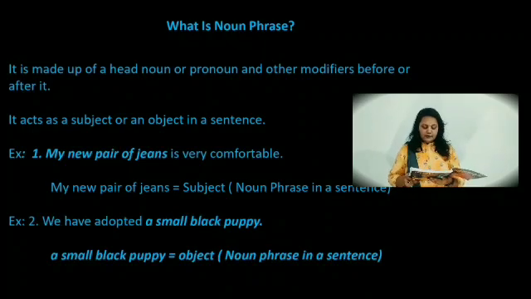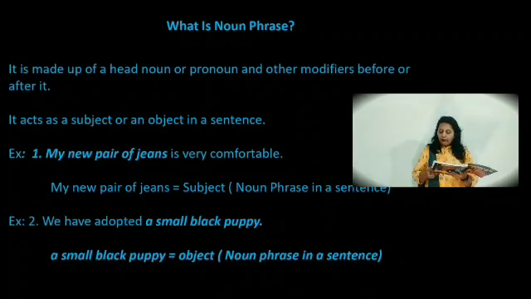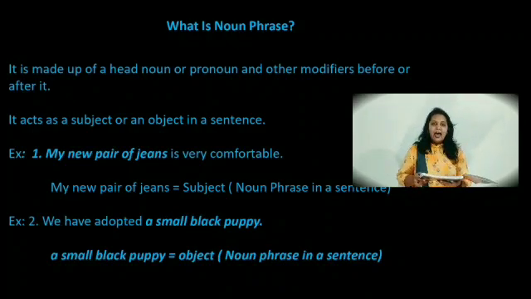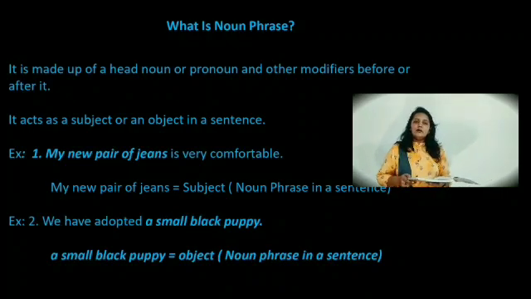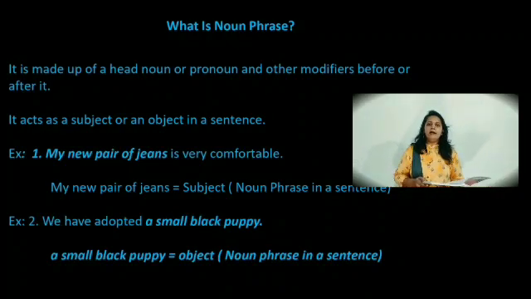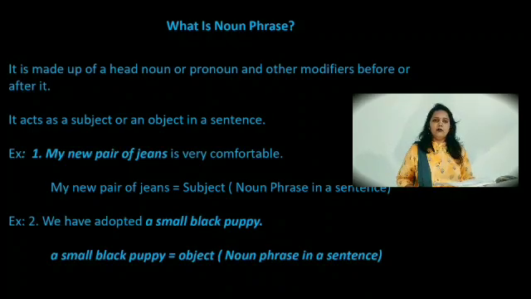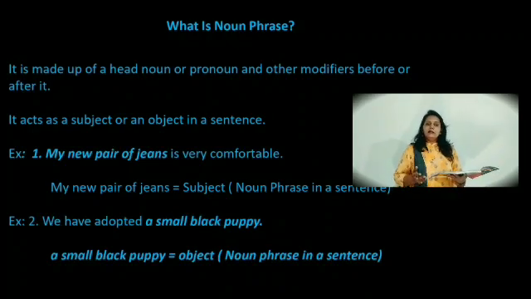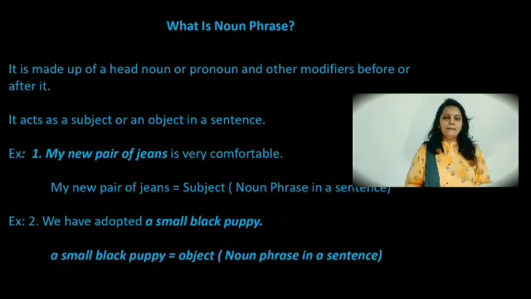A noun phrase is made up of a head noun or pronoun and other modifiers before or after it. It acts as the subject or the object of the verb. Now let's understand what this is. A noun phrase is made up of the head noun and it has other modifiers, like other words. You can say adjective, article, or any other word in front of that. This is what a noun phrase is. Now let's understand with the help of an example.